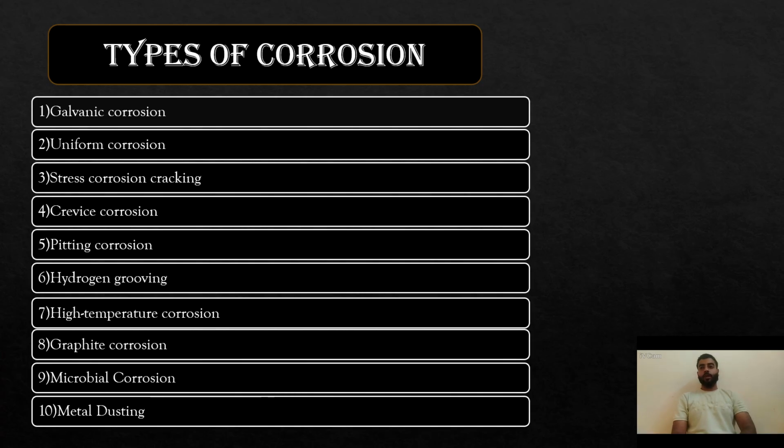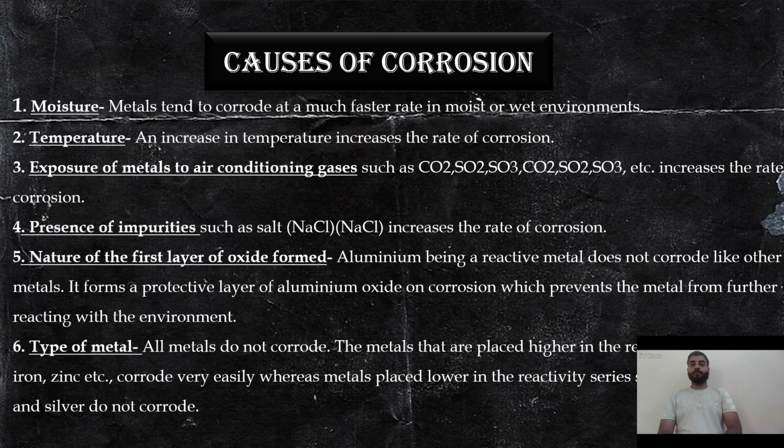Types of corrosion: galvanic corrosion, uniform corrosion, stress corrosion cracking, crevice corrosion, pitting corrosion, hydrogen grooving, high temperature corrosion, graphite corrosion, microbial corrosion, metal dusting. Causes of corrosion: the first cause is moisture. Metals tend to corrode at a much faster rate in a moist or wet environment.